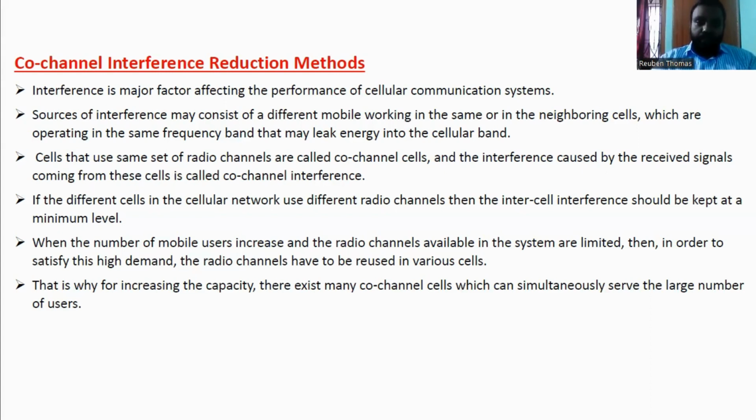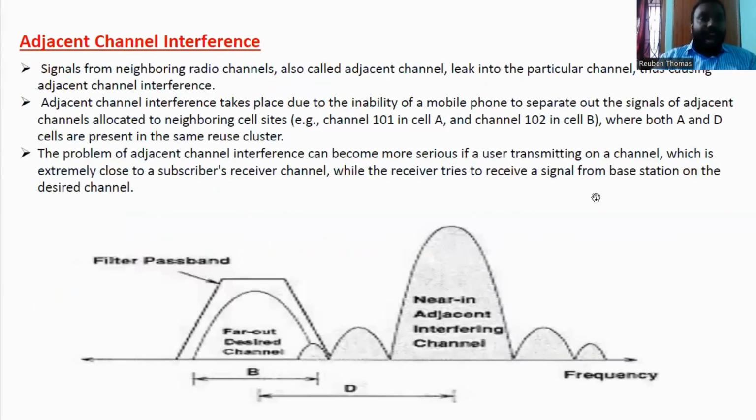Coming to adjacent channel interference, the signals from neighboring radio channels, also called adjacent channels, leak into the particular channel, thus causing adjacent channel interference. Adjacent channel interference takes place due to the inability of the mobile phone to separate out the signals of adjacent channels allocated to the neighboring cells. For example, channel 101 in cell A and 102 in cell B, where both A and B cells are present in the same reuse cluster.